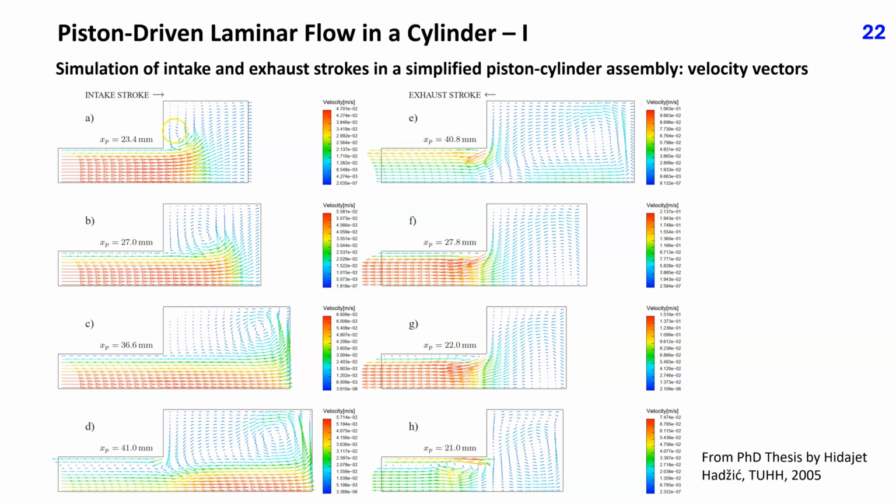Plots on the left show velocity vectors at 4 instants during intake stroke. As the fluid is sucked through the intake pipe, a large vortex is generated. During exhaust stroke, as shown in figures on the right, this vortex is squeezed into the intake pipe and pushed out of cylinder.